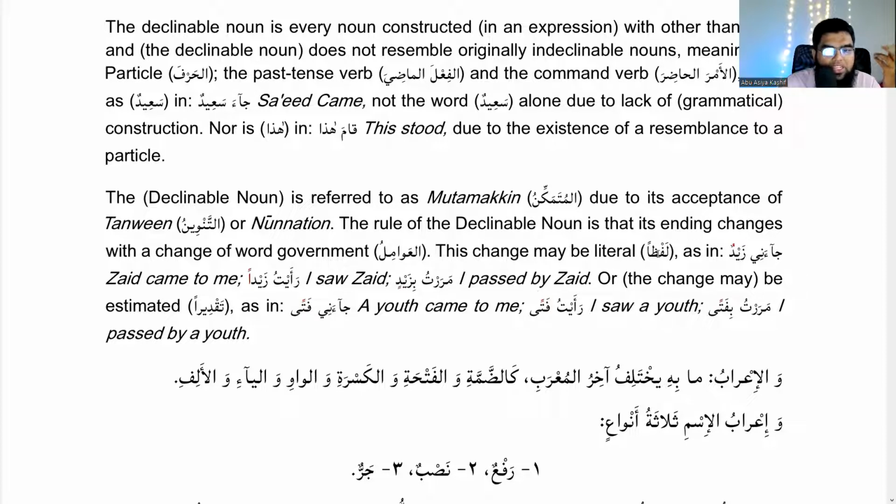For example, جاءني. This change may be literal, لفظاً. جاءني زيد, زيد came to me. رأيت زيداً, I saw زيد. مررت بزيد, I passed by زيد. Or be estimated تقديرا, as assumed. جاءني فتى. So the ضمة is estimated here, a young man came to me. Where is the ضمة? You say it is estimated. رأيت فتى, I saw a youth. مررت بفتى, I passed by a youth.